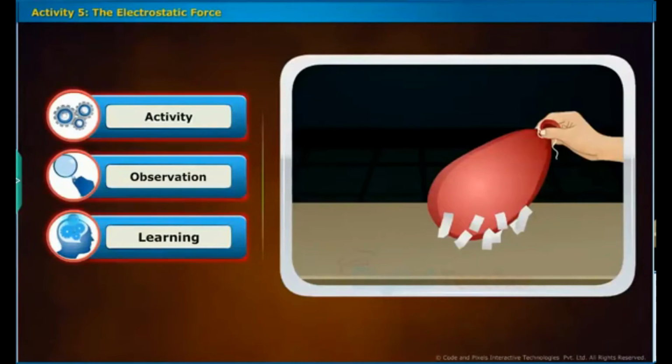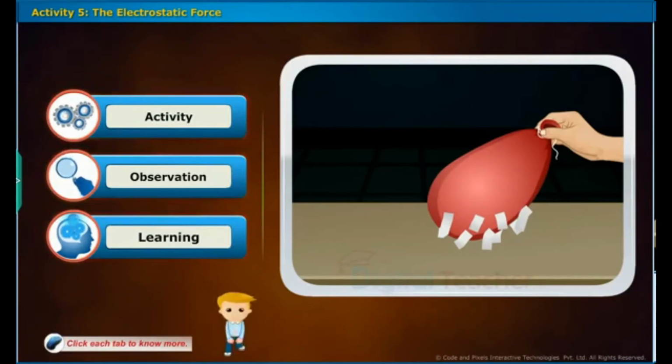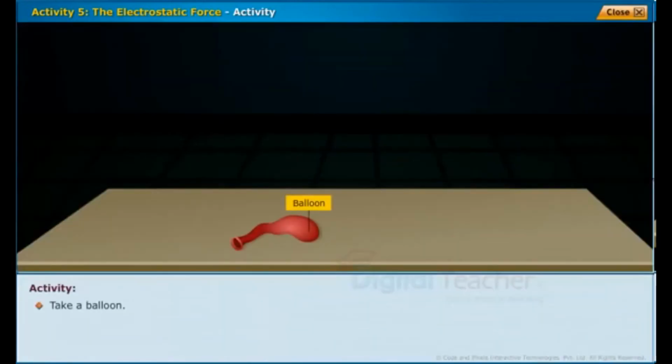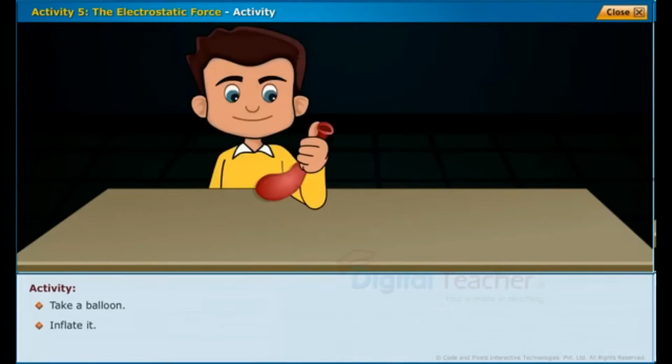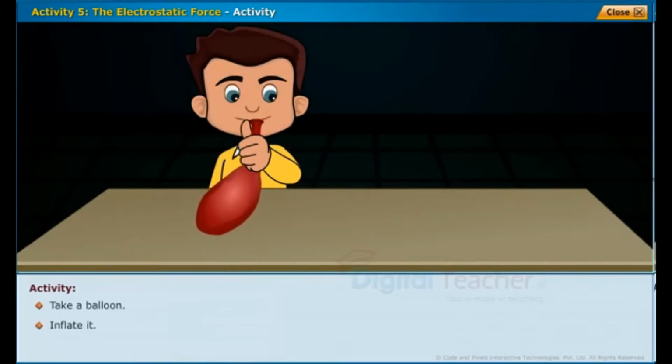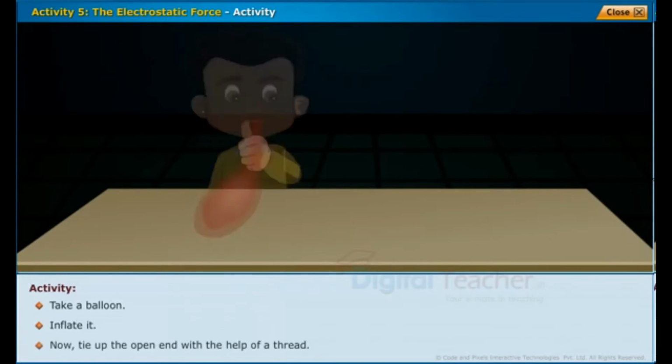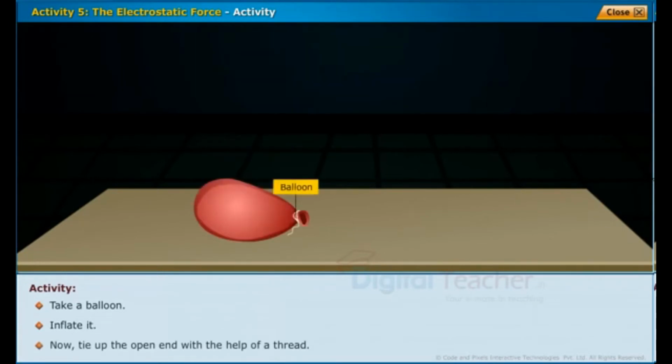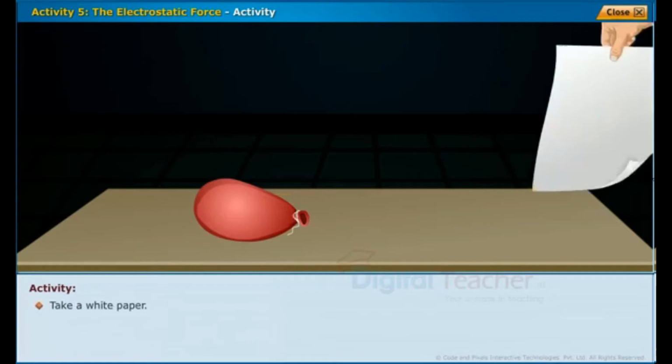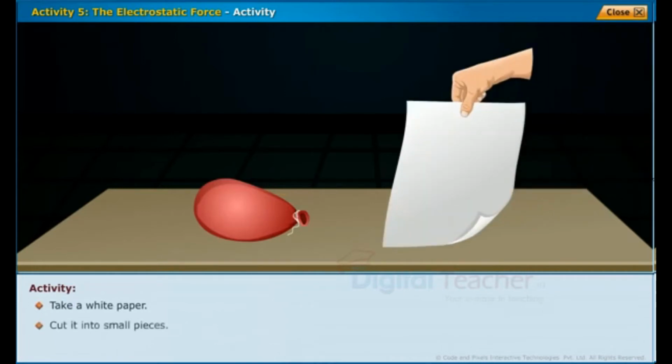Now, let us perform an activity to understand the electrostatic force. Click each tab to know more. Take a balloon, inflate it. Now tie up the open end with the help of a thread. Take a white paper, cut it into small pieces. Place the small paper pieces on the table.